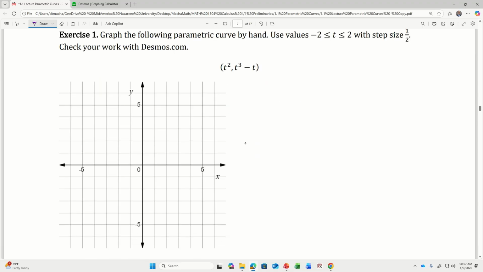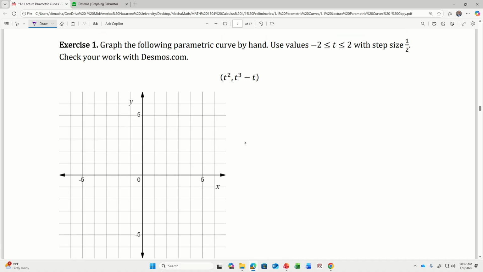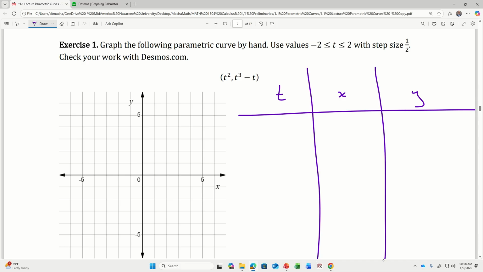All right, we still got 13 minutes, so we'll keep going. We'll do as much as we can from these notes. Graph the following parametric curve by hand. Use the values from -2 up to +2 with step size 1/2. So again, I'm going to make a table that has 3 columns for t, x, and y, because here's my x comma y formulas. And I'm going to make t go from -2 up to +2 with step size 1/2.